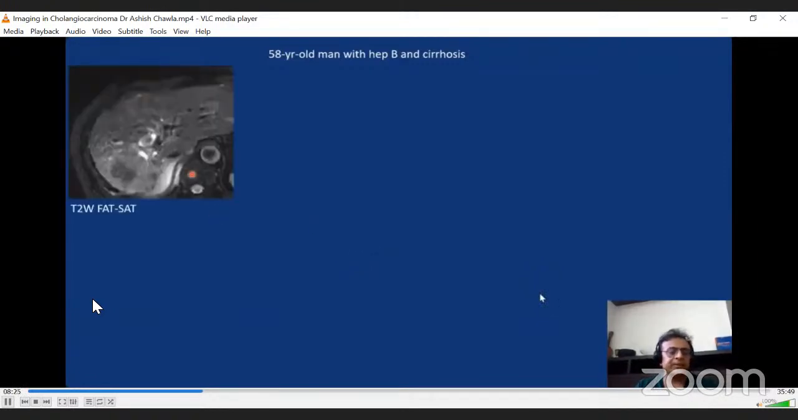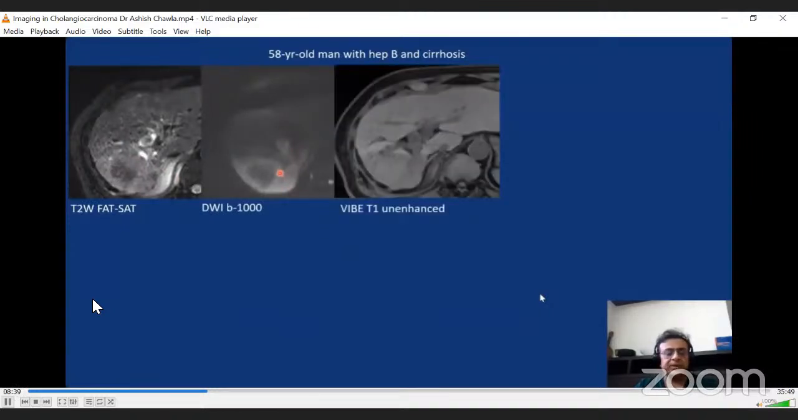On T2 fat sat images, the mass is heterogeneous, mildly bright in the periphery and dark in the center. On the diffusion weighted images, it's bright. I'm not showing the ADC because of the lack of space on my slide, but it was dark on ADC, so there is restricted diffusion. Look at this component of the mass. It is extending into a tubular structure, either a portal vein or a duct. See that it's bright, behaving the same as the primary mass.